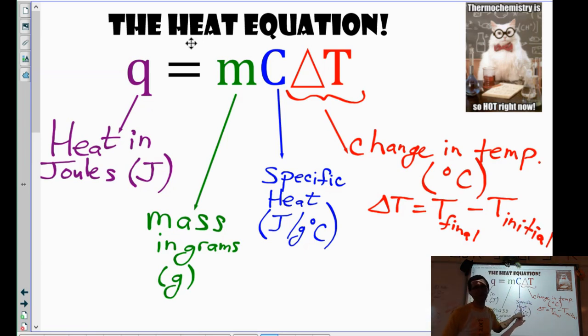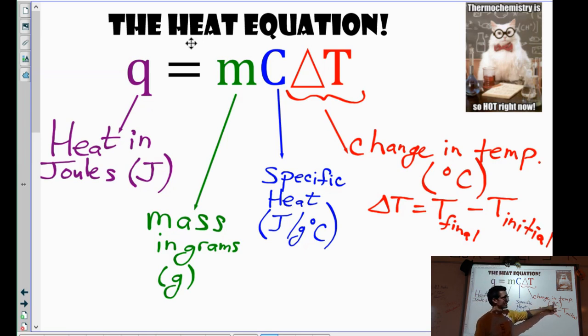The units are a derived unit of joules per gram degree Celsius. Don't worry about it. It's just how much heat is needed to change the temperature of a gram of a substance. And then delta T stands for the change in temperature. It's not just temperature, okay? Because heat, like we talked about earlier, basically is how much energy is transferred due to a temperature difference. And so in order for heat to transfer, there must be a difference in temperature, okay?